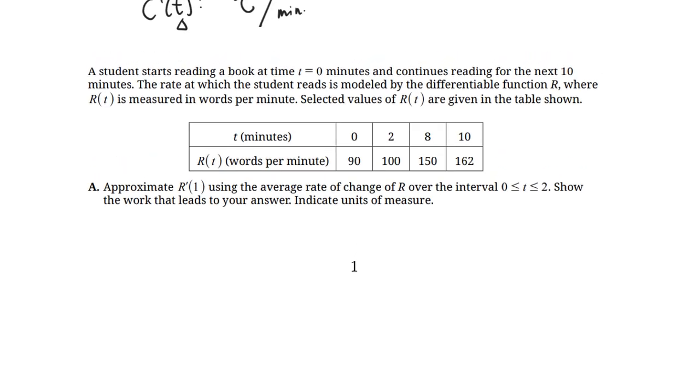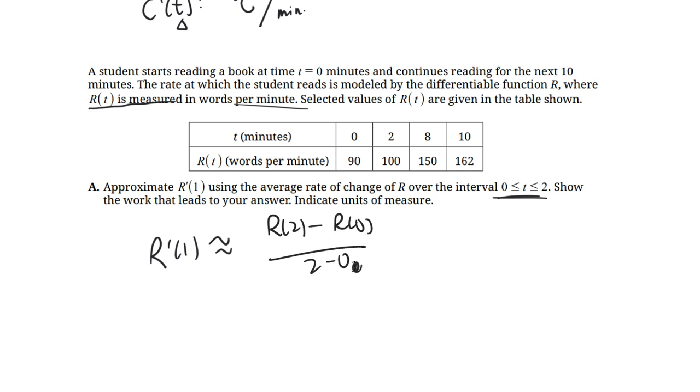A student reads a book at time t equals 0, and R is measured in words per minute. R is just the rate at which she reads, right? Okay, perfect. Then R prime 1, again, we approximate here. They're also giving us the interval. It's approximately equal to R2 minus R0 over 2 minus 0. So that's going to be 10 over 2, and that's going to be equal to 5. Show the work that leads to your answer. We've done that. Indicate units of measure.